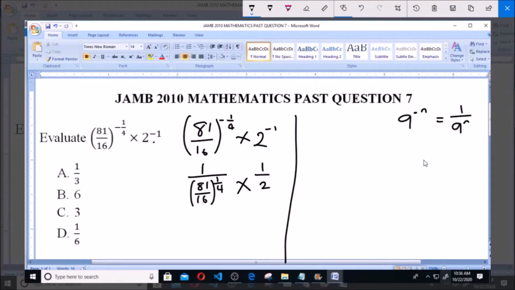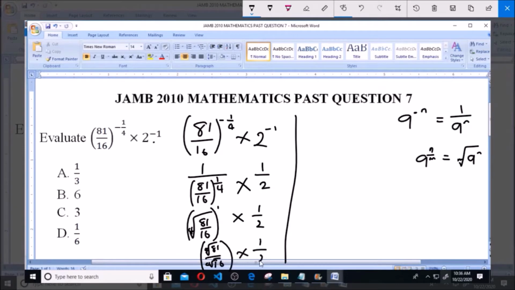Also from indices, when we have A raised to the power of n over m, it simply means the mth root of A raised to the power of n. Now we'll apply it here also. Since we have 81 over 16 raised to the power of 1 over 4, it simply means the fourth root of 81 over 16 raised to the power of 1, then multiplied by 1 over 2. This will give us the fourth root of 81 all over the fourth root of 16, multiplied by 1 over 2.